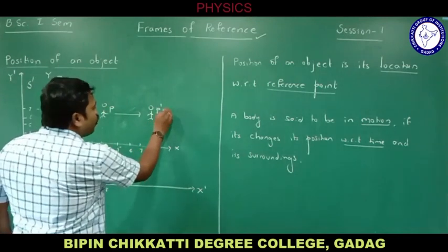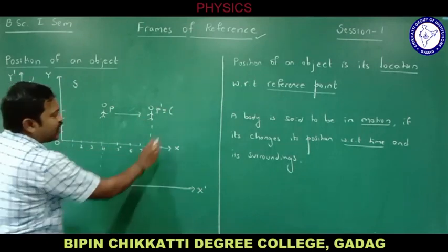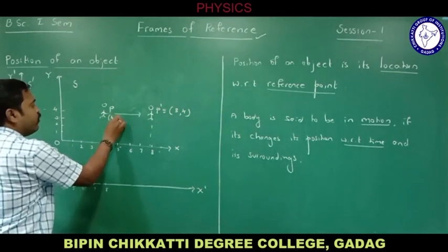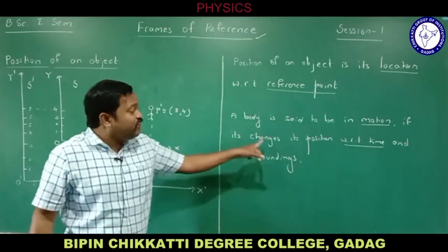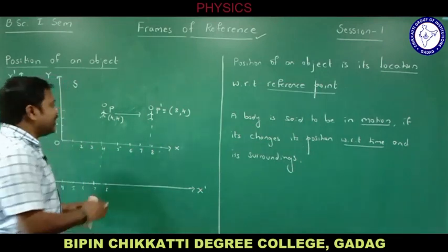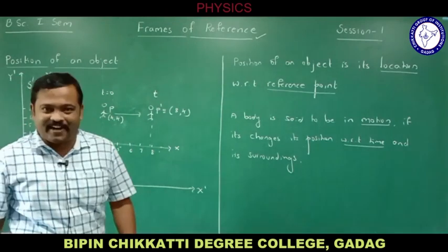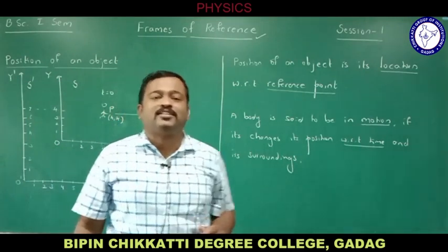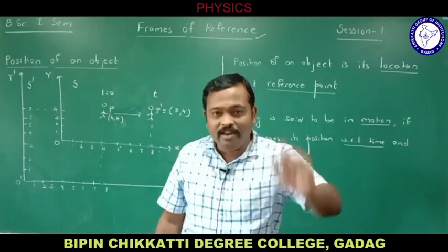If you change the position, what happens to the coordinates? Now, along the x-axis, how much is the distance? Along the x-axis, it is 8, along the y-axis, it is 4. Earlier, it was 4, 4. Now it is 8, 4. A body is said to be in motion if it changes its position with respect to time. Earlier the time was 0, now the time is, let me take, after time t. After time t, the position has been changed. If the position of an object changes with respect to time, then the body is said to be in motion.